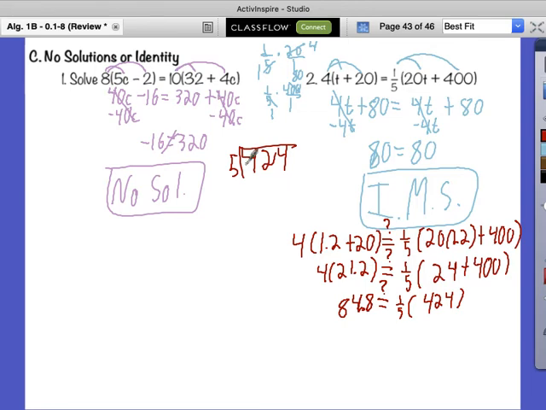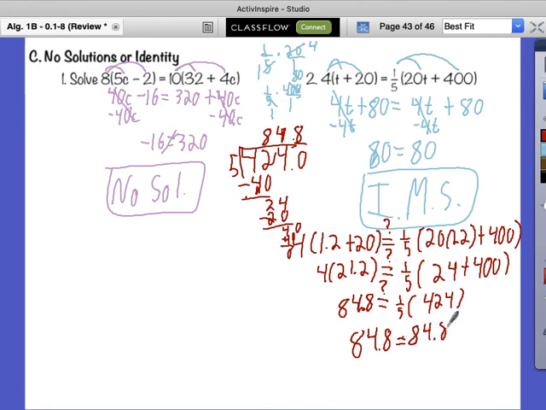Okay, so 5 doesn't go into 4, but it goes into 42 8 times. 8 times 5 is 40. Subtract, we get 2, 24. 5 goes into 24, 4 times. You get 4 as a remainder, add a decimal point, add a 0. Goes into 40, 8 times. 84.8. Oh my god. Equals 84.8. It worked.